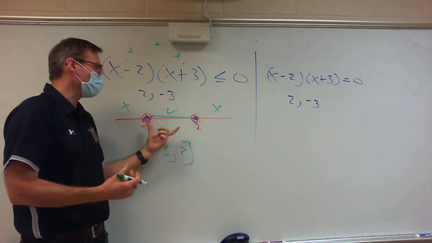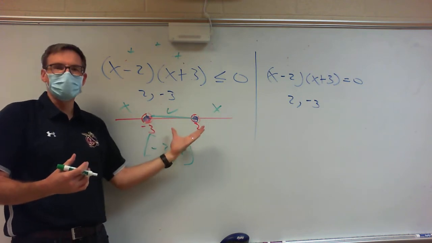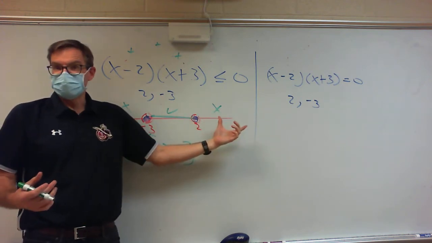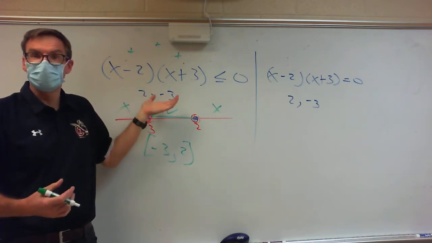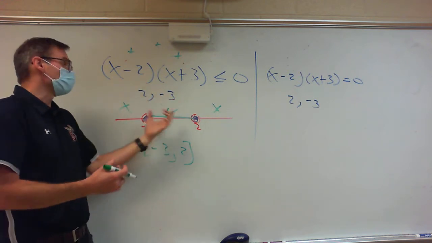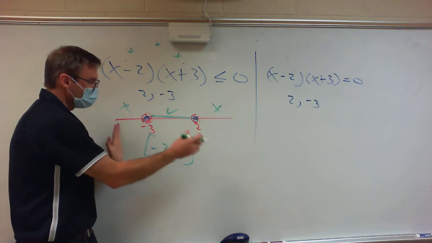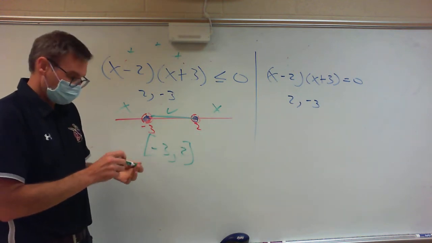Those boundary points break up your number line, in this case into 3 parts. And now you have to check to see which parts work. In this case, the middle one worked. I shaded the middle part, and so this is my answer. All right, your turn.